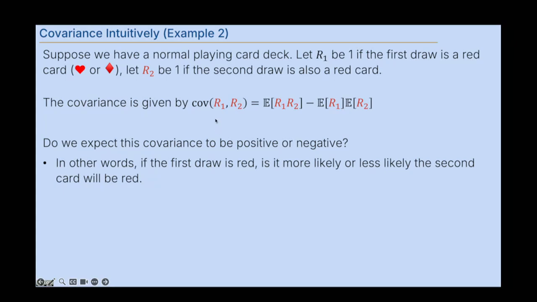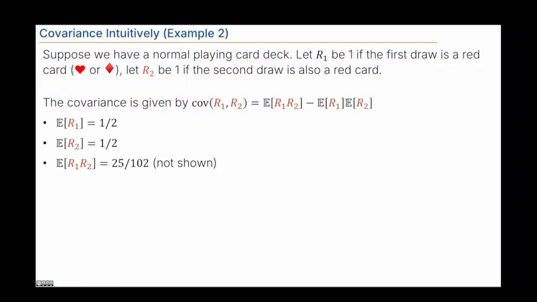Let's say we have 2 indicators. One that's R1, the first card's red, and R2, the second one's red. First, I don't know, what do you expect this covariance to be, if you had to guess? So it's a similar problem to before. It's just saying if the first draw was red, that's R1, and the second draw is red, that's R2, do we expect these 2 indicators to be positive or negative covariance? Negative, right? Okay, yeah. So if the first draw is red, is it more or less likely the second is red? Should be a little less likely because, right, like you've already used up one of the reds.